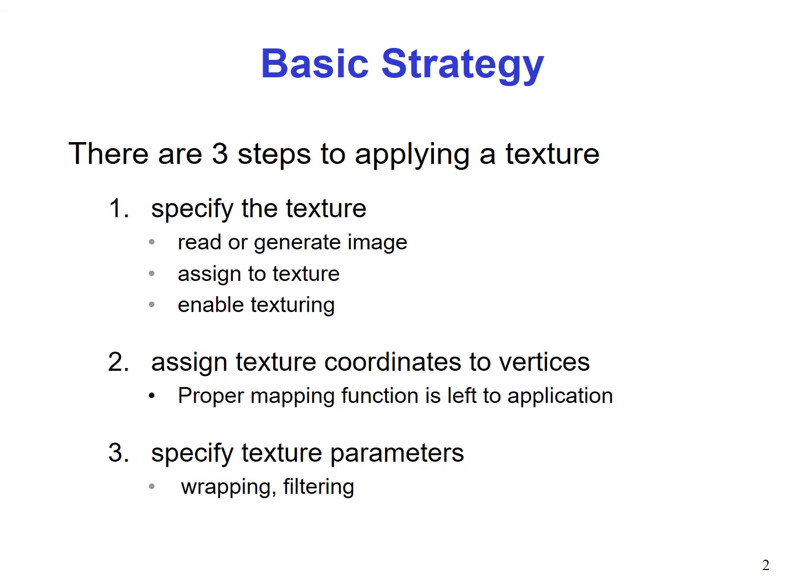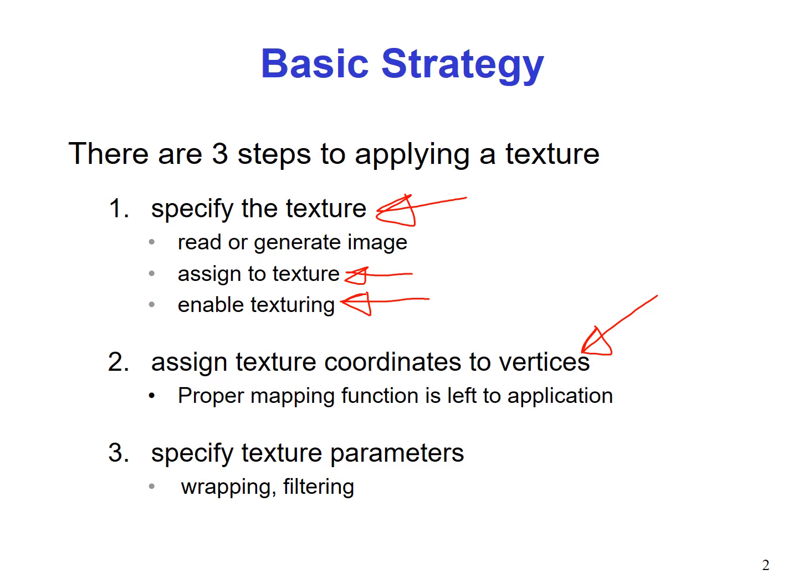The first step is to specify a texture. This involves reading an image or generating an image in software, and then assigning that image to be a texture. And next, we enable texture mapping in OpenGL. The second step is to assign texture coordinates to the geometric vertices. This is the mapping part that we studied in the previous lectures.